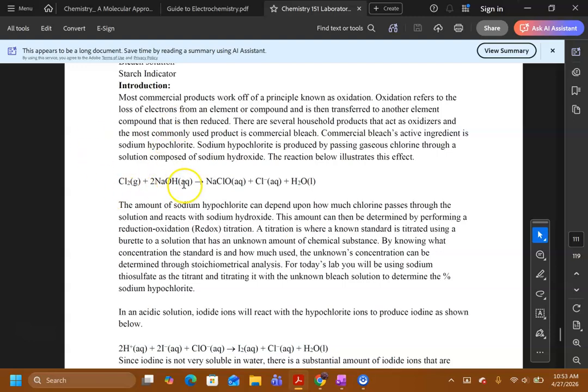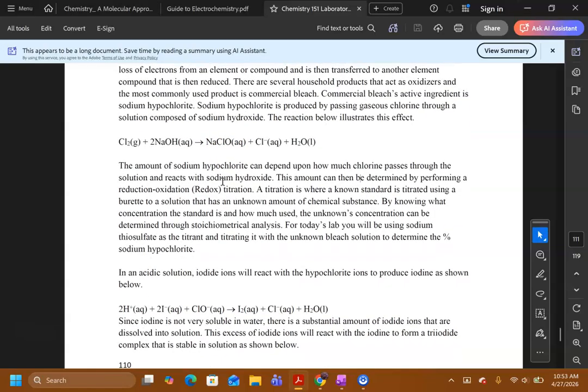So in bleach solution, they take chlorine and mix it with sodium hydroxide, and that ends up forming the sodium hypochlorite. And so the sodium hypochlorite is the main ingredient in bleach. That's what makes bleach bleach. And so we're going to look into just store-bought bleach, and we're going to figure out how much of this is actually in the solution. And so we're going to do this by what we call an iodometric titration.